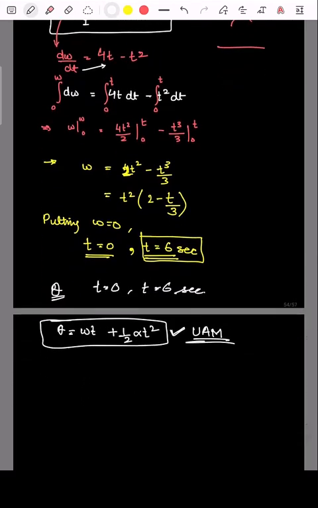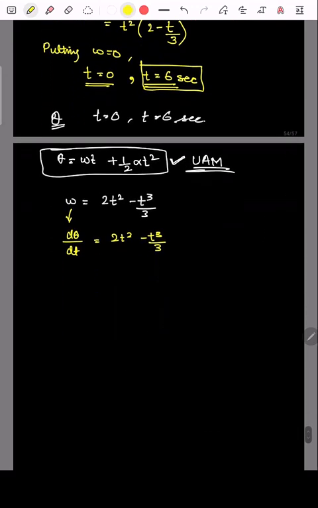What we need to do here is, we need to use the omega equation, which is nothing but 2t square minus t cube by 3, and find out the expression of theta. As we know, omega can be written as d theta by dt, hence from here we will rearrange this equation so that we can integrate with the proper limits. So let's set the proper limits, 0 to theta, time from 0 to 6.